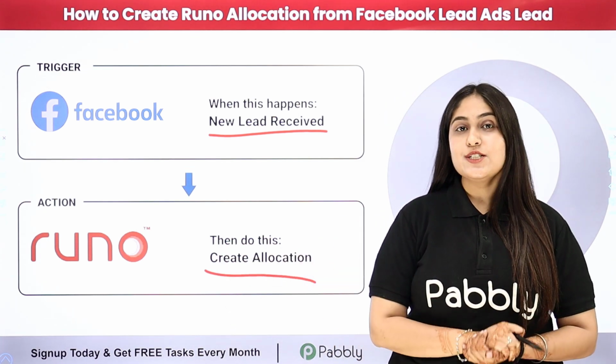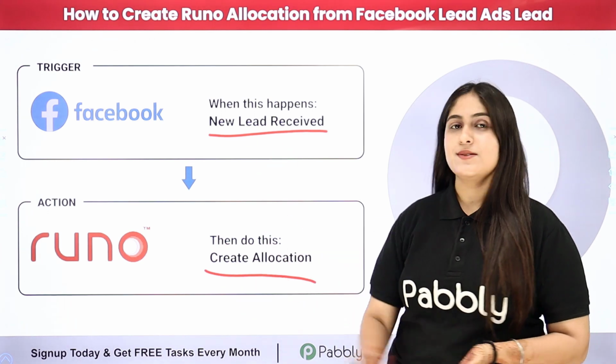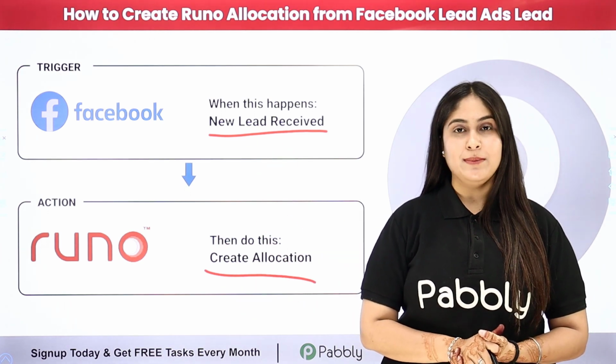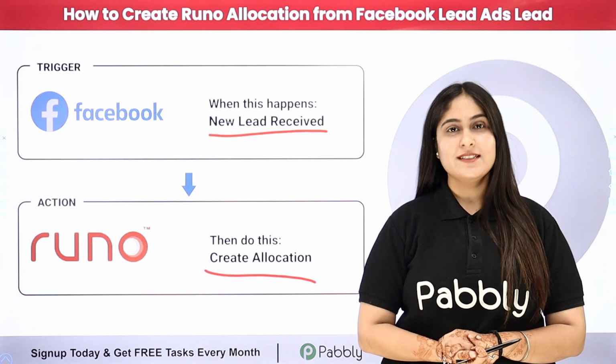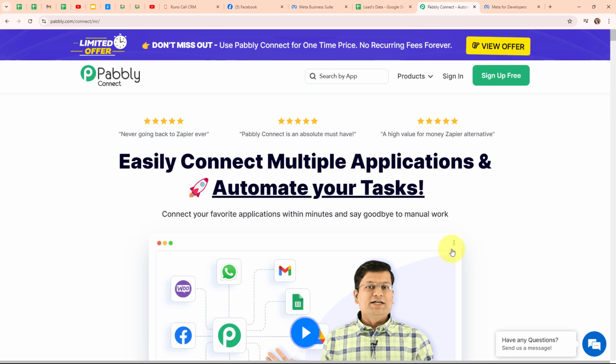So to build this connection, I need to connect these applications using an automation software named Pabbly Connect. To learn this process step by step, let me take you to my screen. Welcome to my screen. In this video, we are going to understand how to create Runo allocation from Facebook lead ads lead. As I've already mentioned in my introduction, I manage a real estate agency.